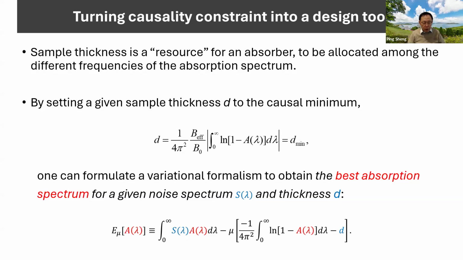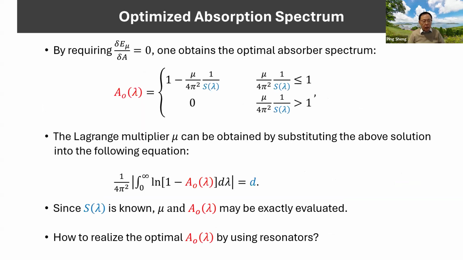So this variational functional with a Lagrange multiplier is very easily solved. You take the variation of the functional with respect to A, the functional differentiation, and you immediately obtain the optimal absorber spectrum given by this expression. And there are two conditions, of course. So the mu here is the only unknown, because S of lambda is given.